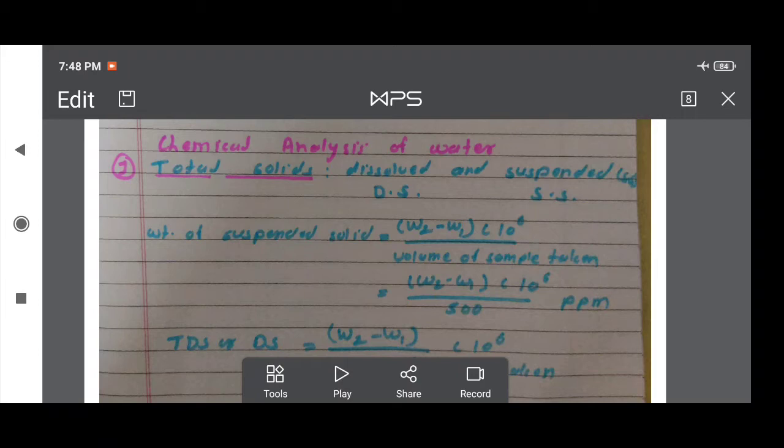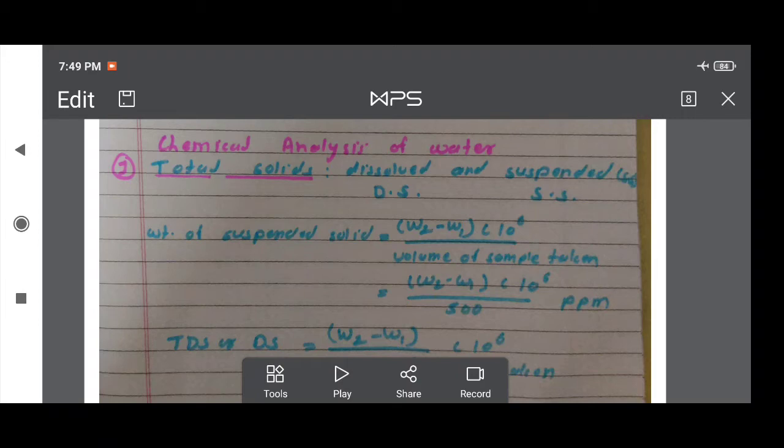Weight of suspended solid is equal to (W2 minus W1) times 10 raised to 6, divided by the volume of sample taken, meaning the water sample taken. Then (W2 minus W1) times 10 raised to 6 divided by 500, in parts per million, ppm.